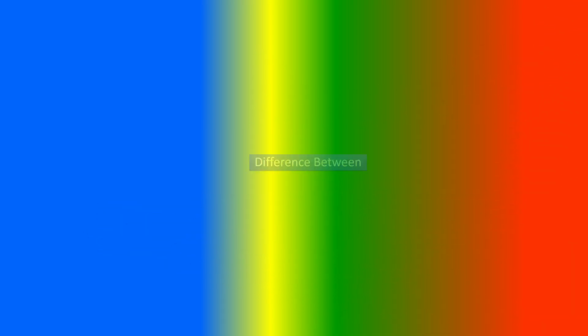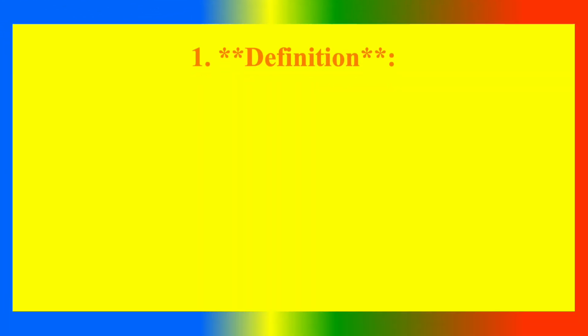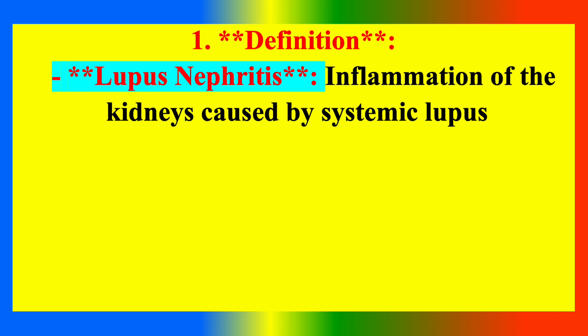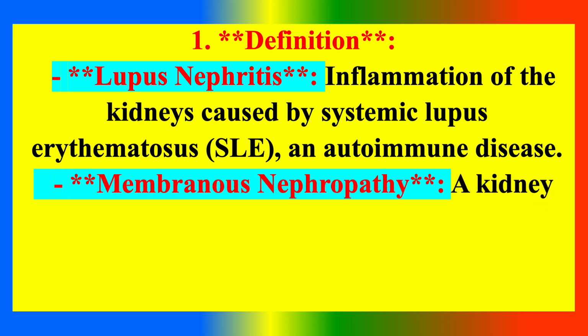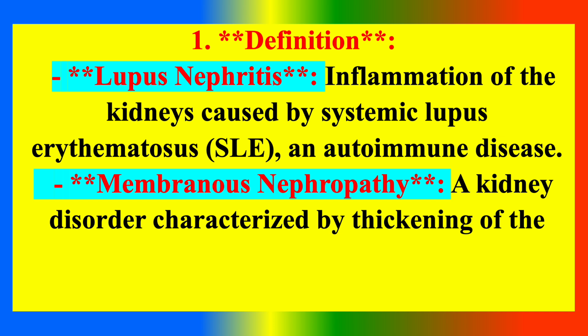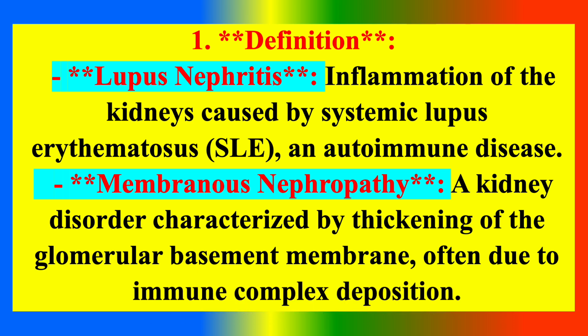Difference between them. One, definition. Lupus nephritis: inflammation of the kidneys caused by systemic lupus erythematosus, an autoimmune disease. Membranous nephropathy: a kidney disorder characterized by thickening of the glomerular basement membrane, often due to immunocomplex deposition.